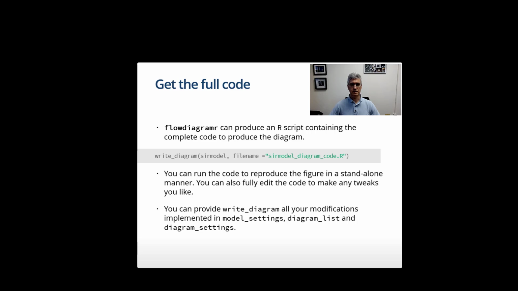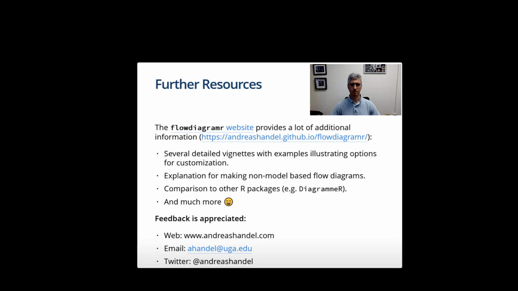And in the last step you can get the full code. There's a function that you can call, you give it the model and potentially all the settings you have, and you get a file back that has the full reproducible code to make your figure, and so you can edit this code to make any other tweaks you want, basically fully customizing your model.